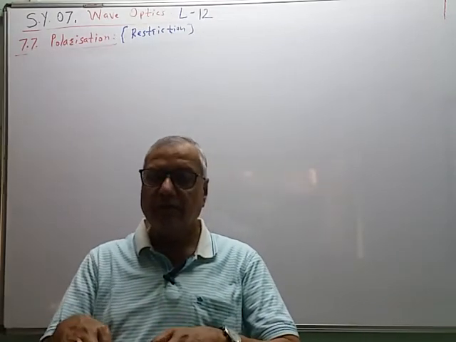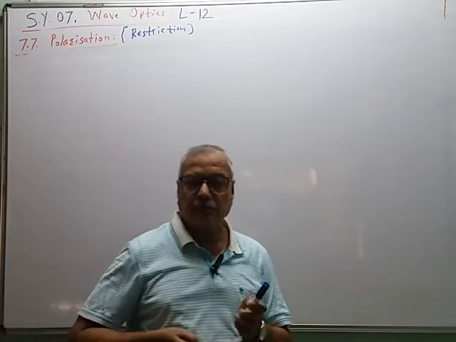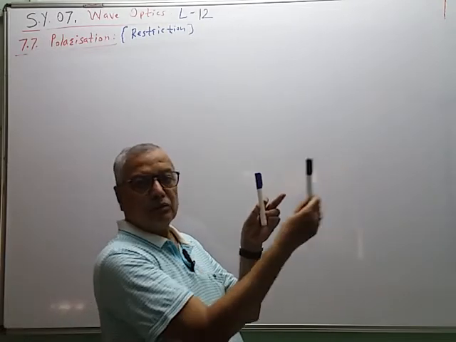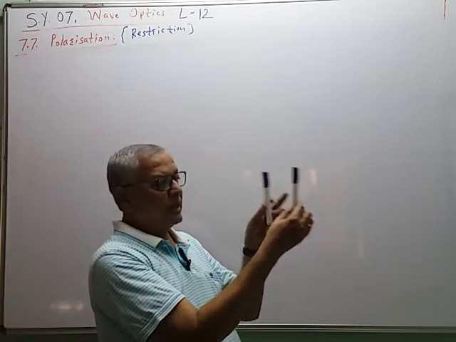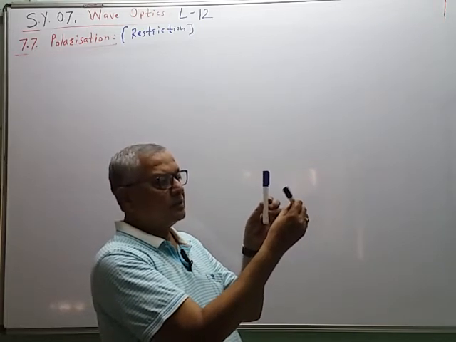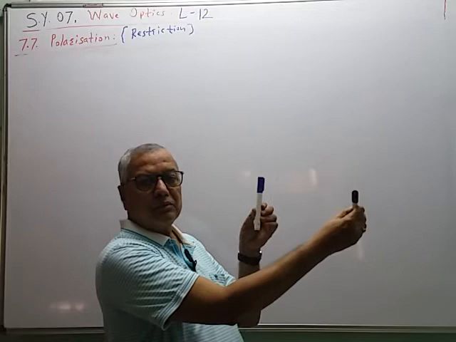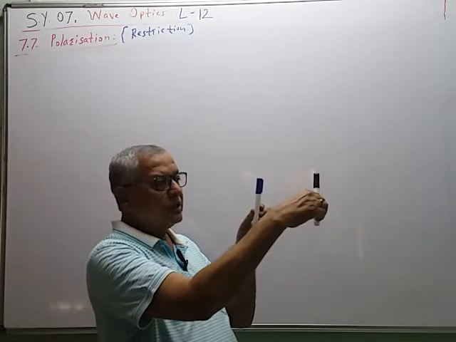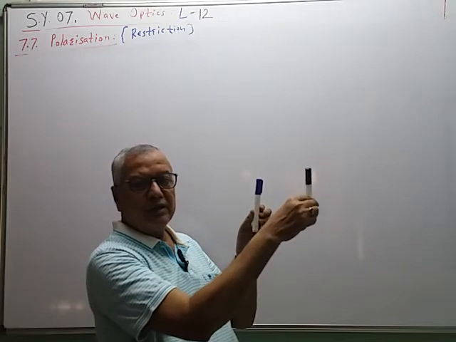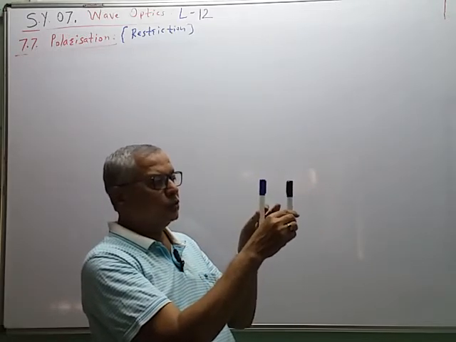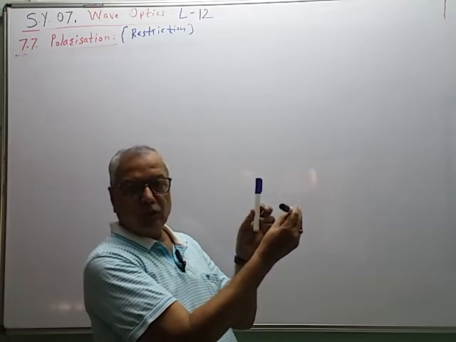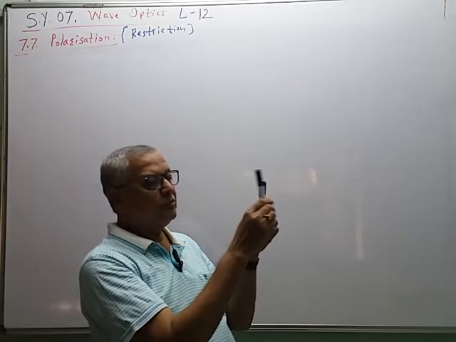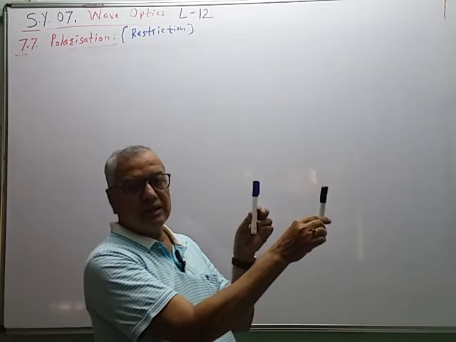So what is the result? When the axes of the polarizer and analyzer are parallel, then light passes through it. When the axes of the polarizer and analyzer are perpendicular, then no light passes, no light emerges. So by rotating the analyzer, we can detect the plane of vibration. If in this position there is zero light, it means that the light coming from P1 has an electric vibration in this direction.